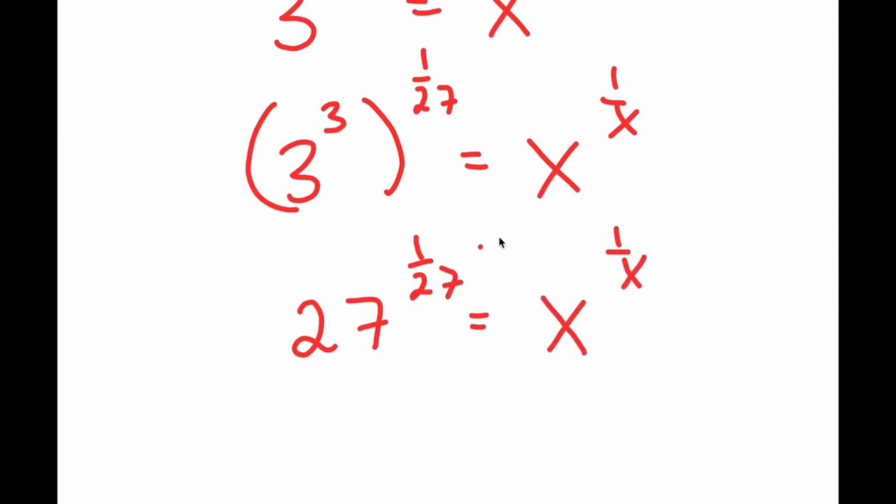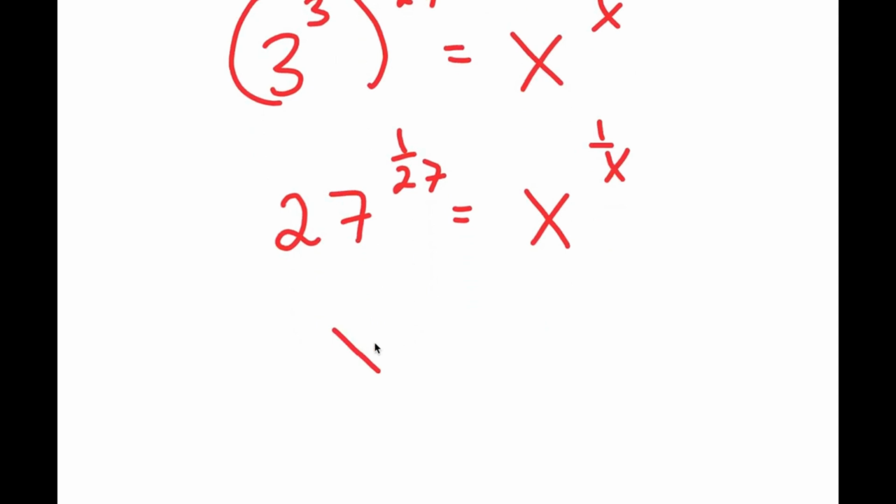And notice how these two are in the same form. A number to the power of 1 over that same number, meaning x is equal to 27.